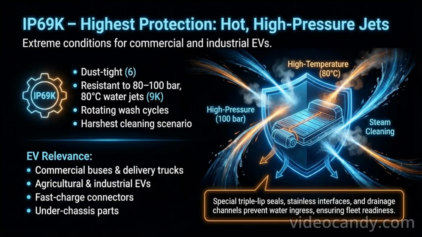IP69K is the ultimate high-pressure survivor rating. IP69K is the highest protection rating, combining full dust tightness with resistance to very high-pressure hot water jets. It's designed for the toughest cleaning conditions, like rotating washes used on buses, trucks, agricultural EVs, and industrial fast-charge connectors. Special seals, stainless interfaces, and drainage channels prevent water from reaching high-voltage parts, keeping the vehicle safe, reliable, and compliant with regulations.